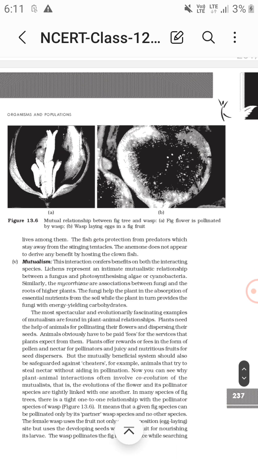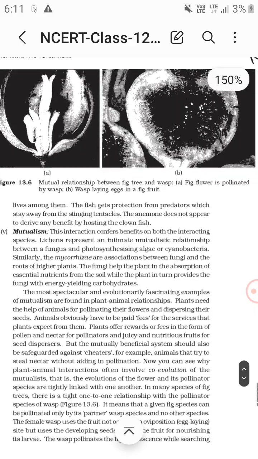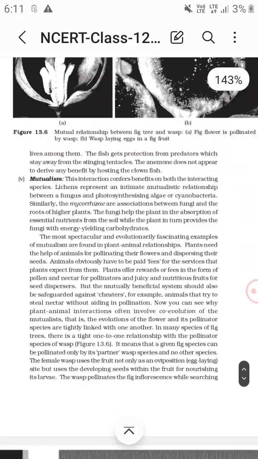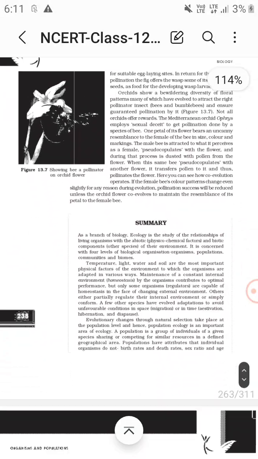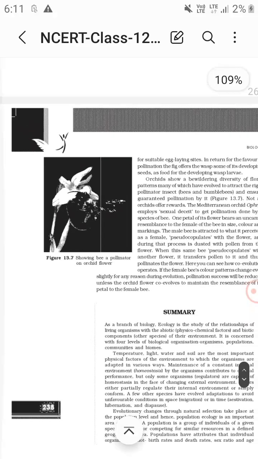Now in the mutual relationship between fig tree and wasp, the fig flower is pollinated by the wasp. The wasp is an insect, and the fig flower is a flower which is being pollinated by an insect, the wasp. So that's the mutual relationship between fig trees and wasp. The wasp lays eggs in a fig tree, so both are benefited. So this is an example of mutualism. You see in the diagram, that is mutualism. Now showing a bee, a pollinator, on an orchid plant.